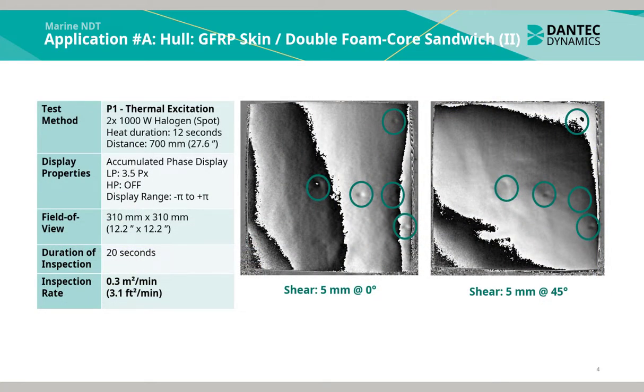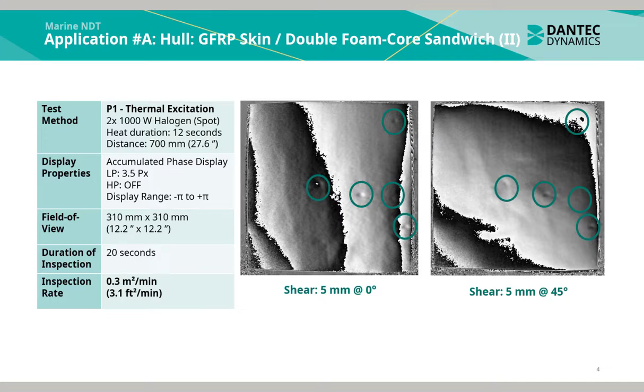Using thermal excitation, specifically two 1000 watt halogen spot heat lamps, heat was applied for a duration of 12 seconds, requiring then after 8 seconds worth of measurements. The entire inspection required only 20 seconds, yielding an inspection rate of 0.3 meters squared per minute.